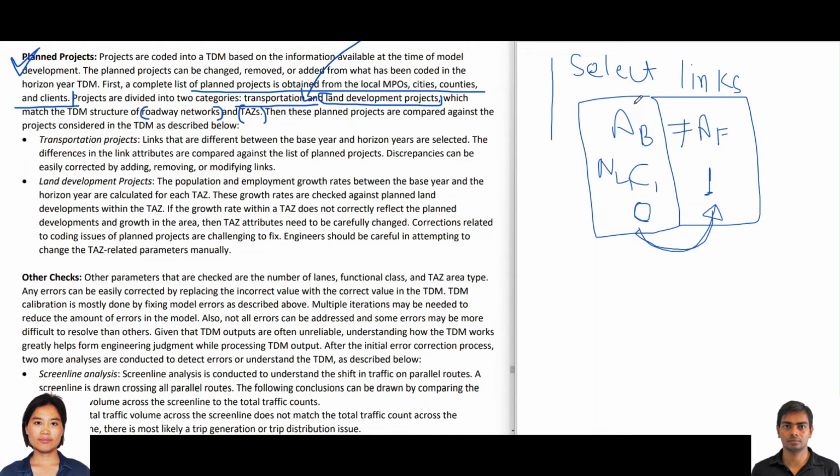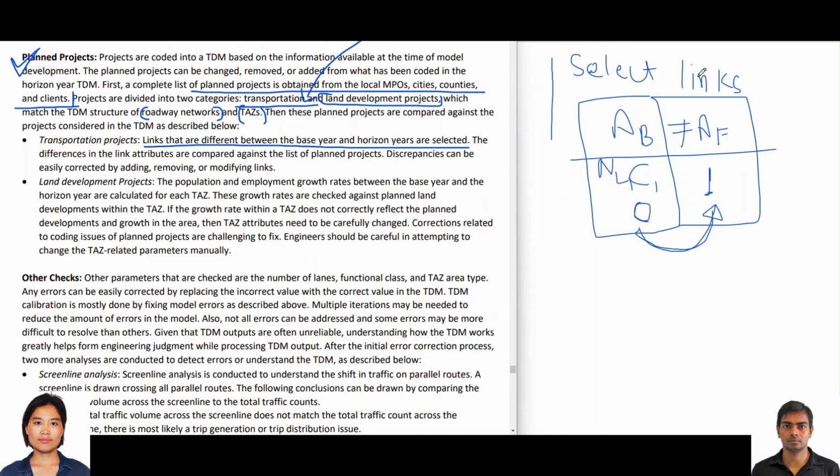The first one is we figure out all the links that are not similar between base and future year. The future year can be interim or the horizon. So between base and future year, we look at attributes that are different, mostly capacity, number of lanes, or whether the link exists in both years, and see whether there are projects in the plans that can account for these changes. So links that are different between base year and horizon year are selected using select by formula in TransCAD. The differences in link attributes are compared against the list of planned projects.